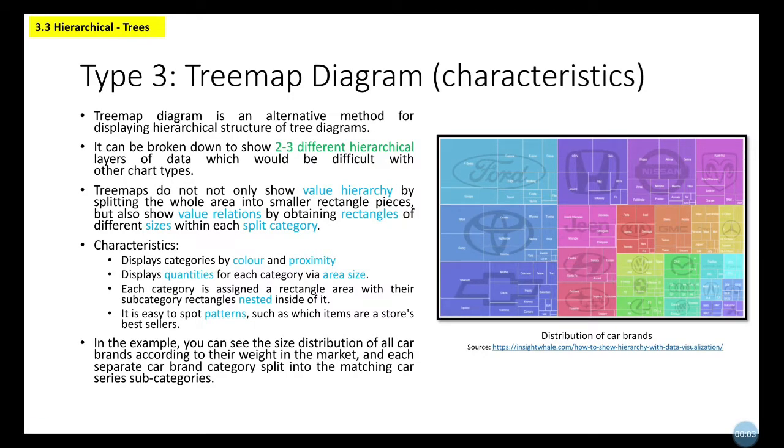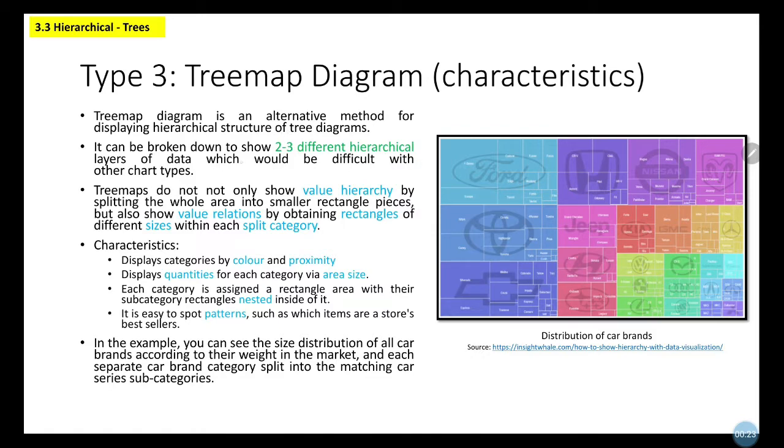The third type of hierarchical tree diagram is the tree map diagram. Okay, so this slide explains the characteristics of the tree map diagram. A tree map diagram is an alternative method for displaying the hierarchical structure of tree diagrams.